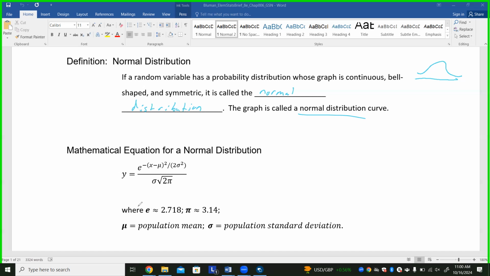Recall that mu is the population mean and the lowercase sigma is the population standard deviation. But do realize if it has a square, that represents your variance. Now, if you don't know your variance, you don't have to go calculate it. Just square your standard deviation. You got the variance. That's basically what it's stating here.